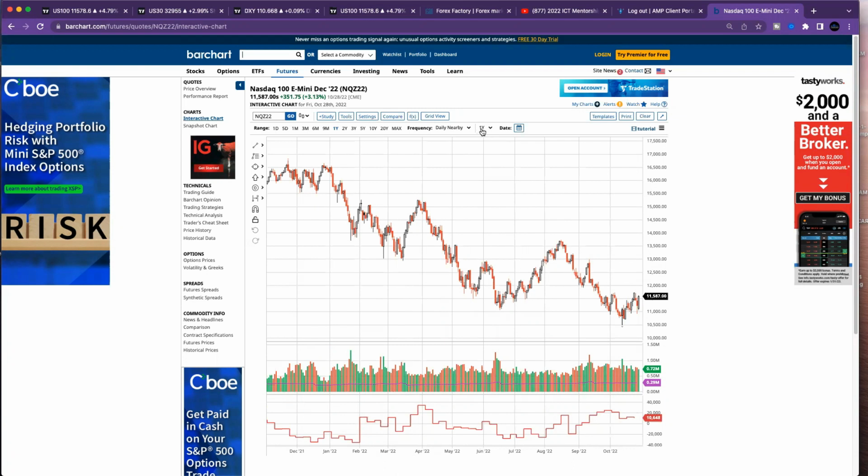You want to have 1 year of data. Daily nearby, you got to have this, because if you don't put this setting there, everything's all chopped up in a mess. And then, like I showed you earlier about the COT, just have the commercials highlighted. Don't have anything else.